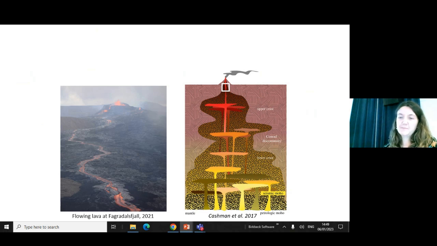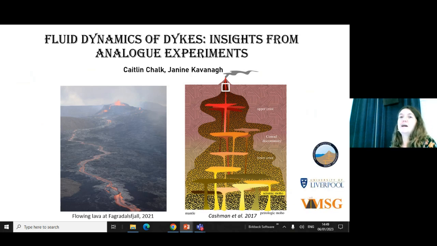So yeah, but obviously we don't really know what's happening inside there. It's naturally hidden from view. So today I'm going to talk about insights about the fluid dynamics of dikes that we can get from analogue experiments. So yeah, I'm Caitlin, and this work is part of my postdoc at the University of Liverpool, which I'm doing with Ginny Kavanagh.